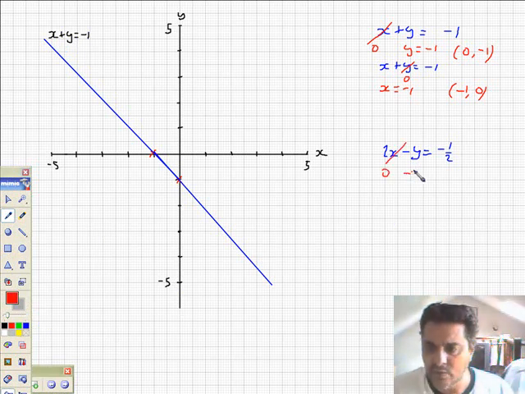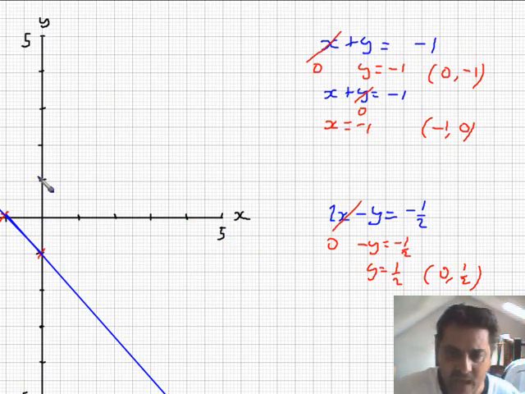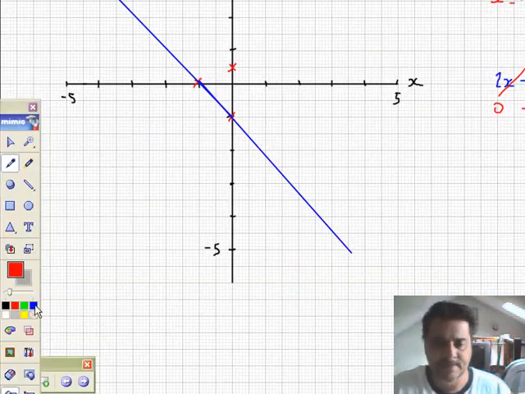So minus y equals minus 1/2, and therefore y is going to be 1/2. I've got the coordinate 0, 1/2. Sweet, isn't it? So nothing along, half up. So that's 1, 2, 3, so there's a half. Alright, nice.